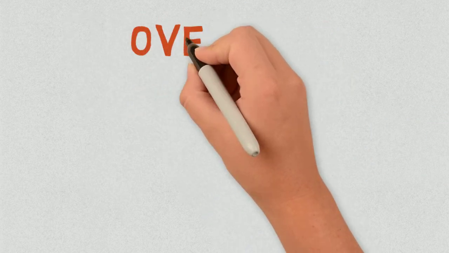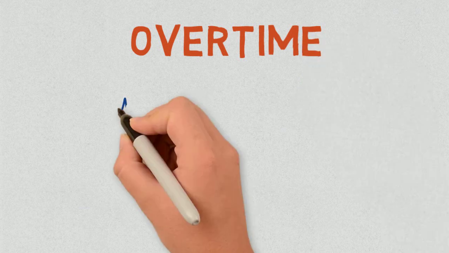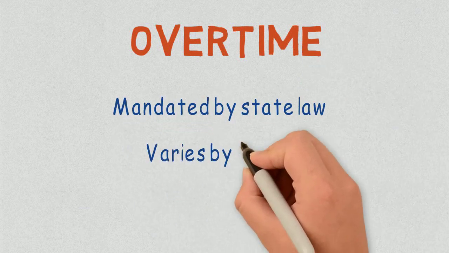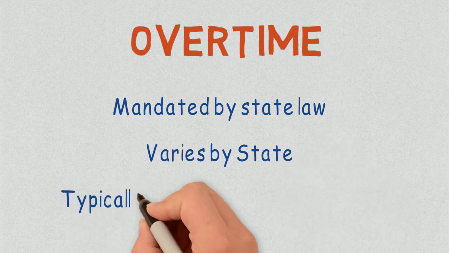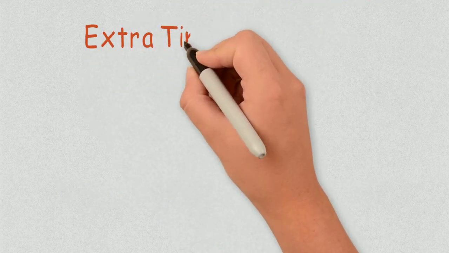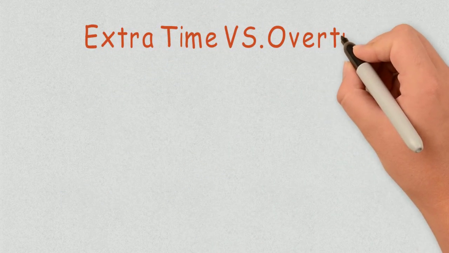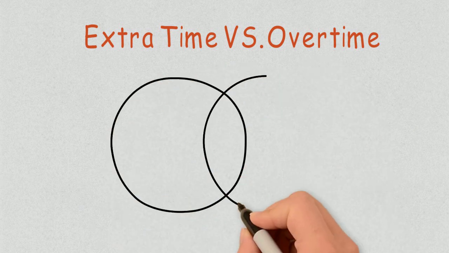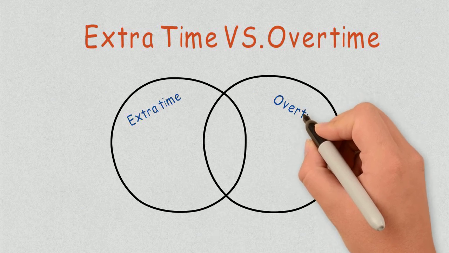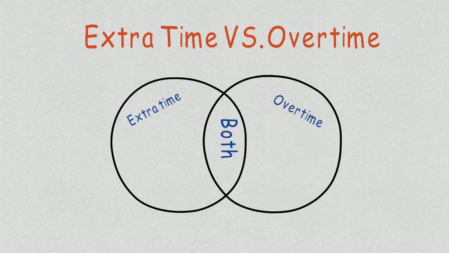And overtime is any time that state law mandates employers to pay you an overtime rate. And with few exceptions, overtime laws require that you be paid 1.5 times your taxable hourly rate. Now, it's very important to understand the difference between extra time and overtime. Specifically, not all overtime is extra time, and not all extra time is overtime. Let's take a look at some very common examples.